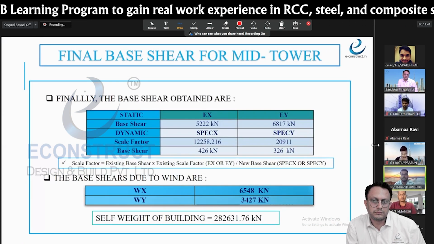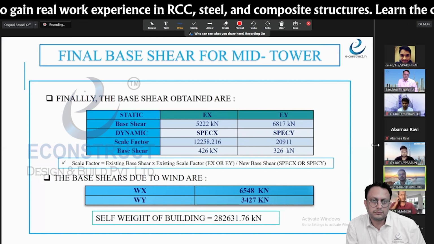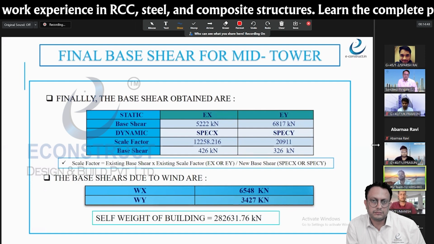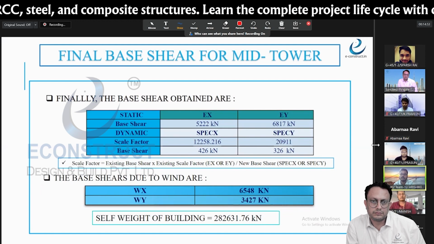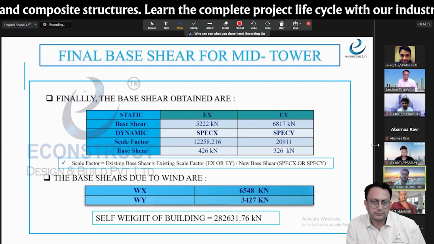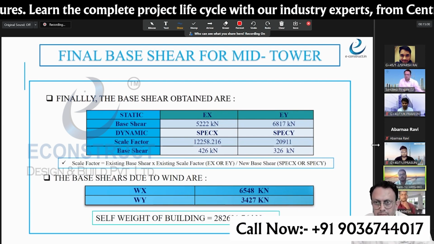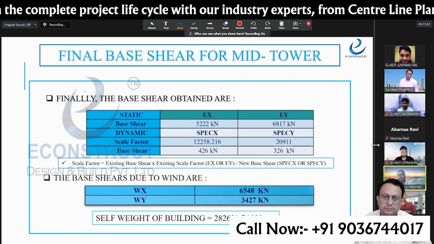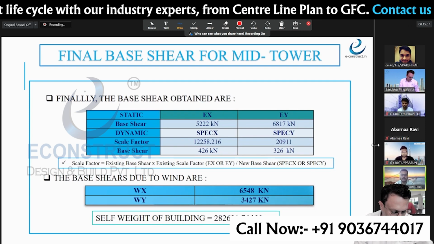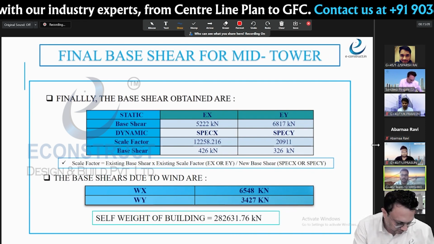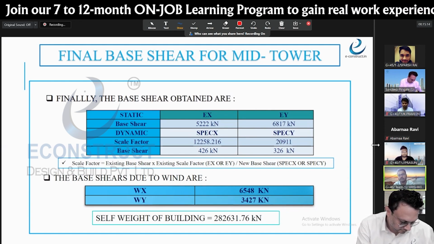And the base shear for the mid tower is, for FX it's 522, FY is 6817, SpecX is 426, and SpecY is 326. The scale factor we have applied according to that calculation. The base shear for wind is also there, 6548 kN in X direction and 3427 kN in Y direction. And the self weight of the building is coming out to 2,82,631 kN.